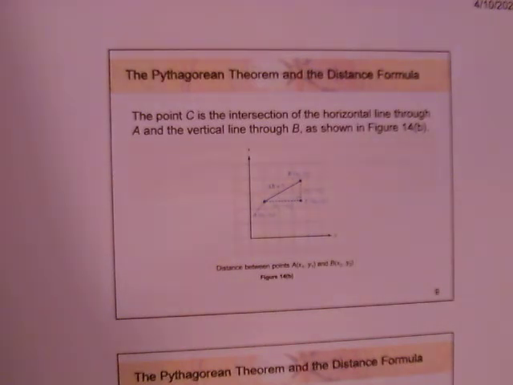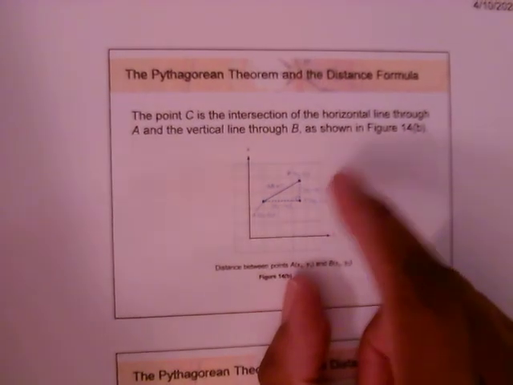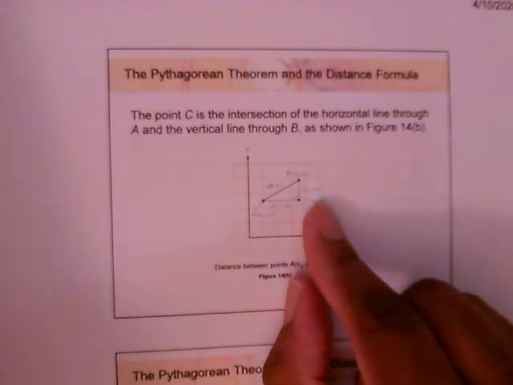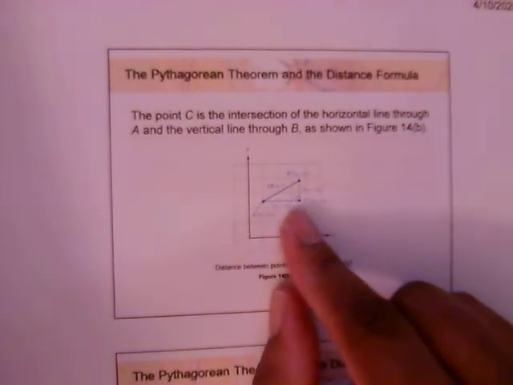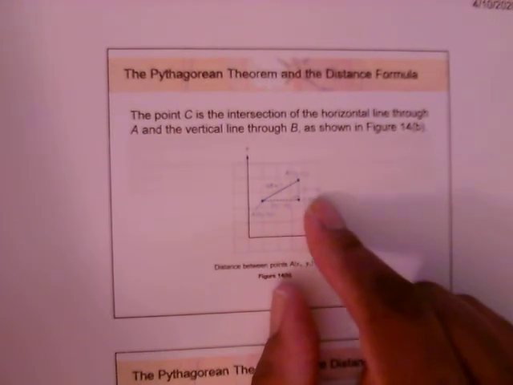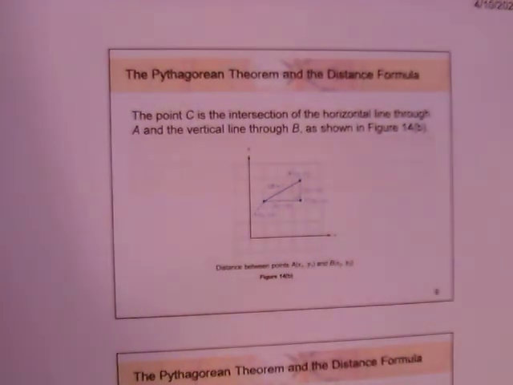The point C is the intersection of the horizontal line through A and the vertical line through B. So here's point C right here, the intersection of the horizontal line through A and the vertical line through B. Here we're forming what they call a right triangle.